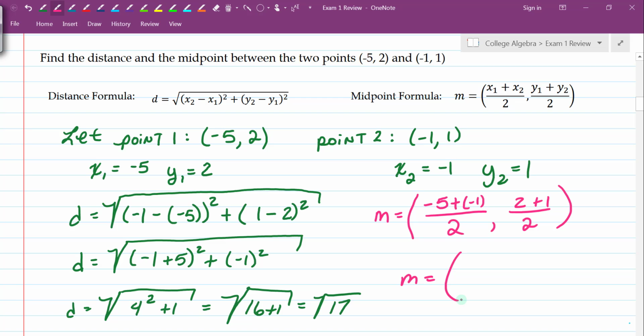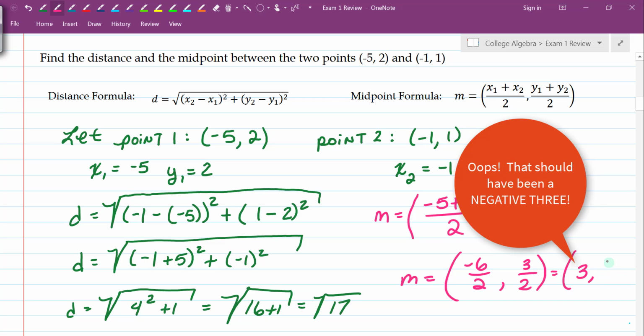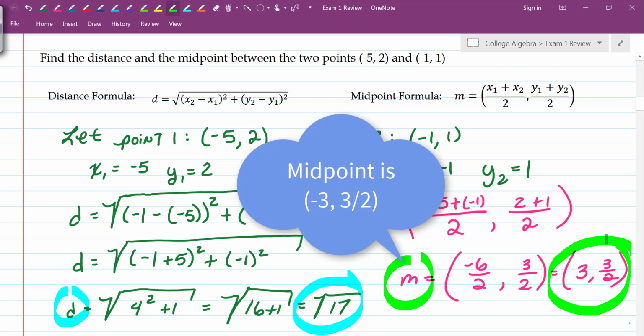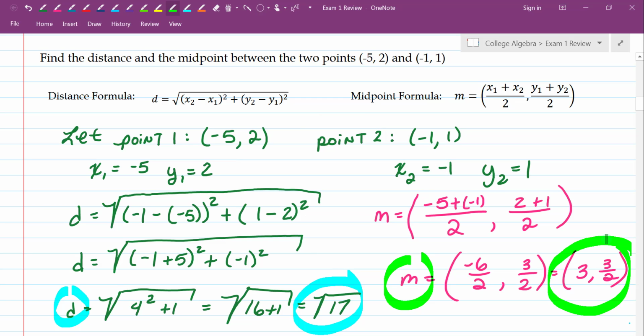So we have negative 5 plus a negative 1. That's going to give me a negative 6 divided by 2. And then 2 plus 1 is 3 divided by 2. Now I can simplify this one more time. Negative 6 divided by 2 is -3, and then 3/2. So our distance is equal to the square root of 17, and our midpoint is the point (-3, 3/2), with 3/2 for the y part of the coordinate. If you have any questions, just let me know. Send me an email.